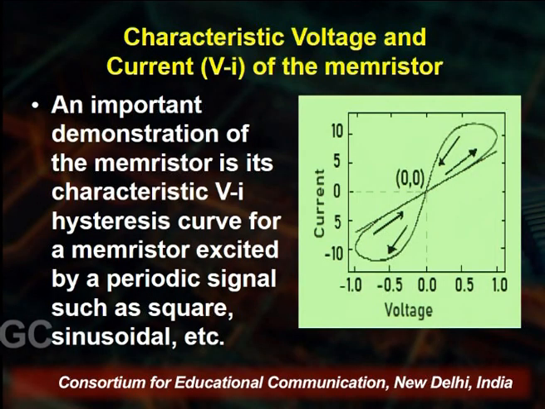What are the characteristics of these memristors? As you see on the screen, the voltage and current, VI, characteristics of the memristor. An important demonstration of the memristor is its VI characteristics. And here we have the hysteresis curve for a memristor excited by a periodic signal such as a square or sinusoidal signal. So, here this is a loop that defines the IV characteristics of the memristor.